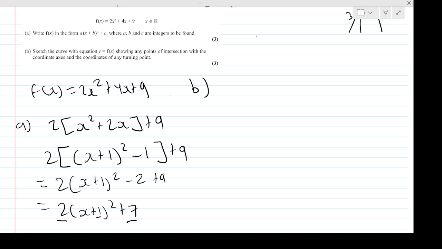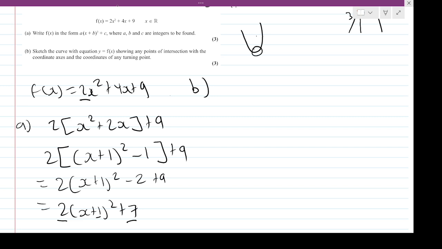Well, actually, first, what's the shape going to look like? Well, we have 2x squared, it's positive 2, so it's going to be a smiley shape, okay? So therefore, we're going to have a turning point that's the minimum.